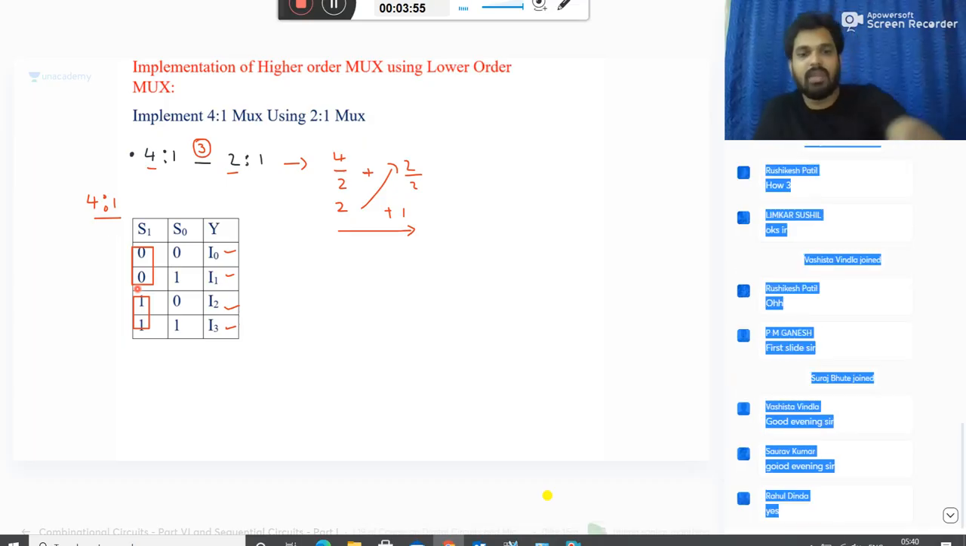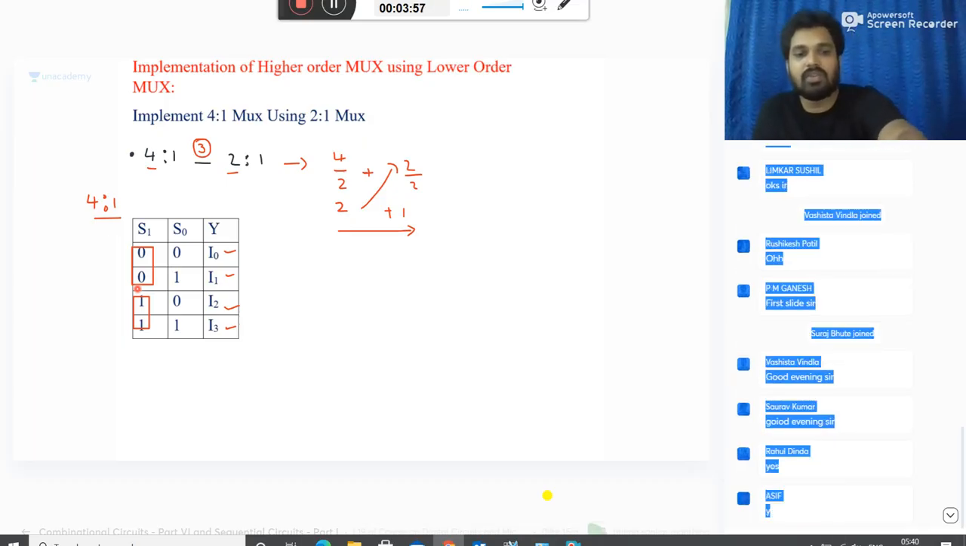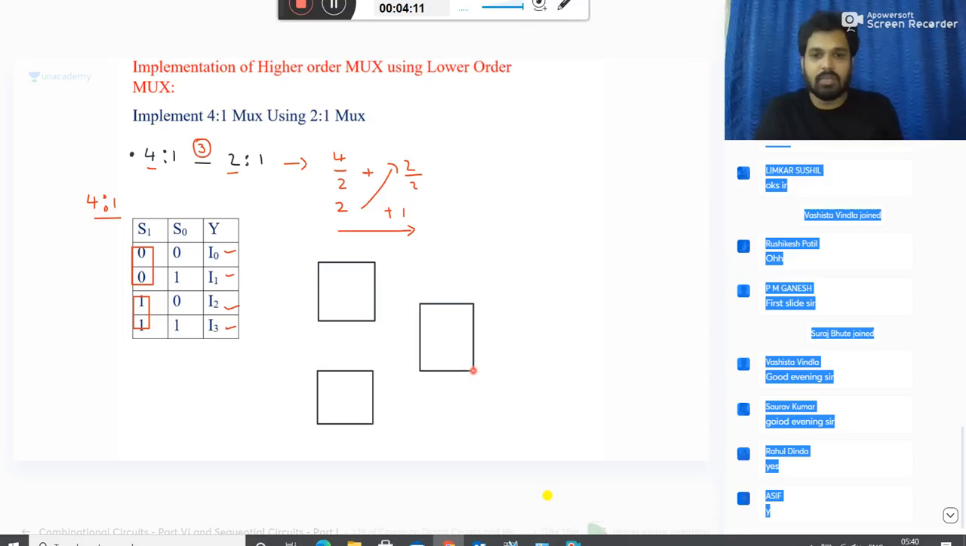Now, I will make a 4 by 1 mux using 2 by 1. Let's everybody please see here how to do that job. So, first stage, I will take 2 multiplexers. And the second stage, I will take 1 multiplexer. My job is done. So, now you connect its output to its input.